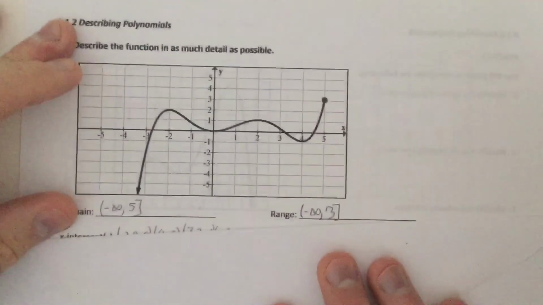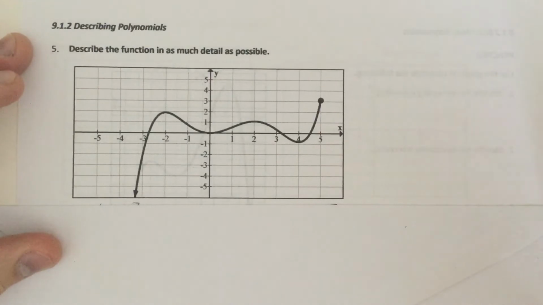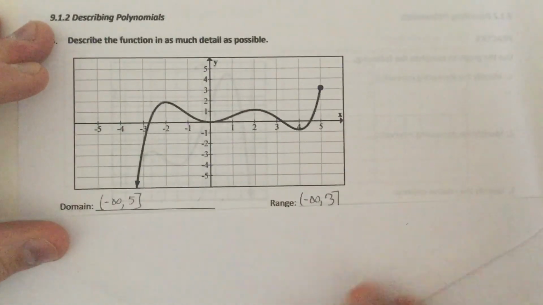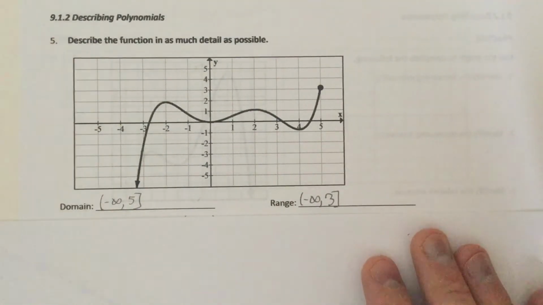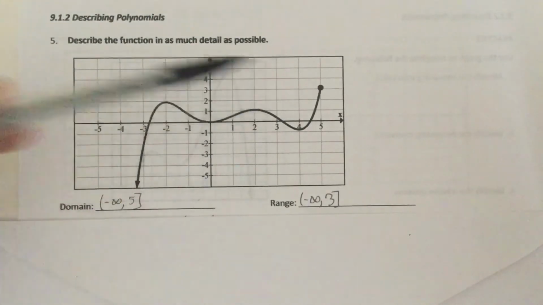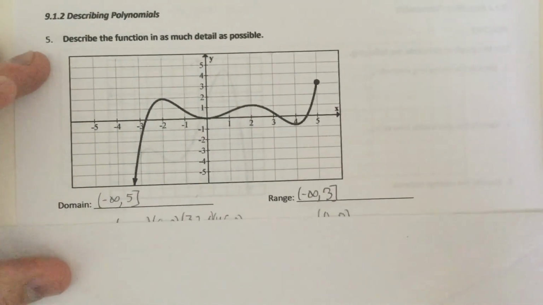All right, one more example here. This kind of combines everything together. So first it talks about domain and range. So domain is going from -infinity to 5. There's a closed dot, so we have the bracket there. The range is going down forever and up to 3. So from -infinity to 3.